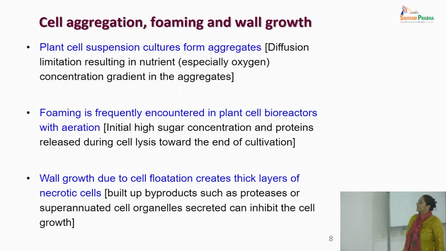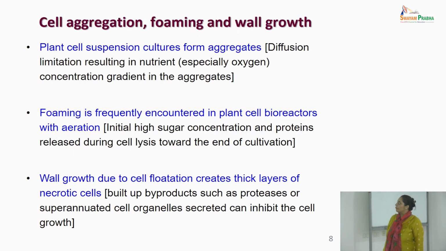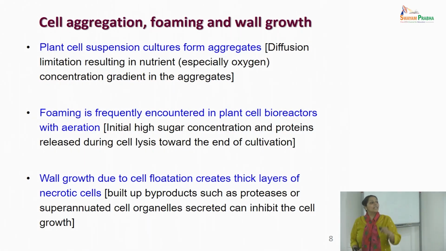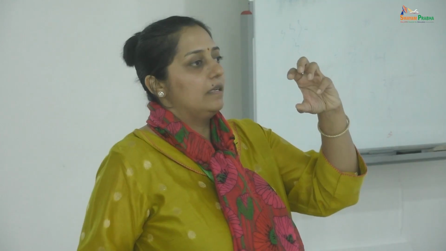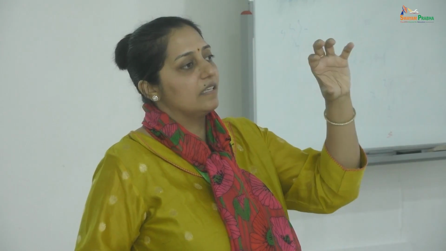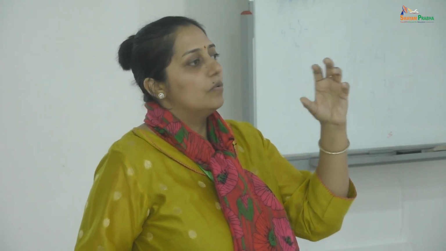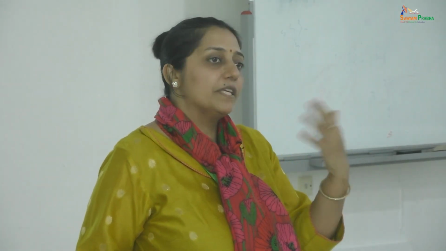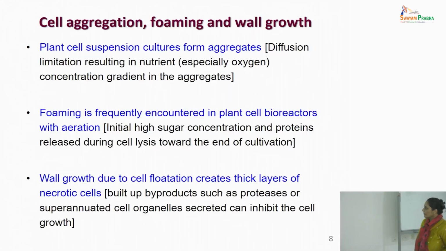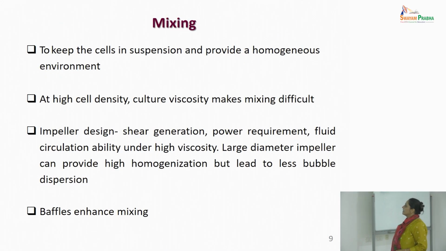Other things to be kept in mind: plant cell suspensions indeed form aggregates. So there can be diffusional limitations. They may become like your immobilized systems. If you allow the aggregation to keep happening, they'll become like aggregates, so these are nothing like free cells, they are like immobilized cells. So what problem you may face is oxygen gradients which will develop to the inner core. So that may eventually end up compromising your biomass productivities. Wall growth, I did tell you about this.